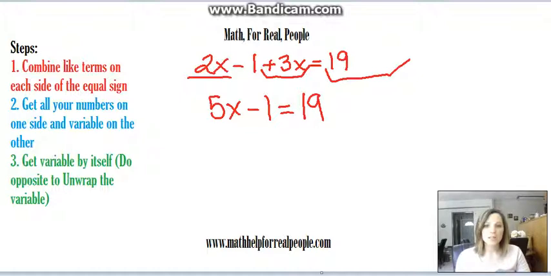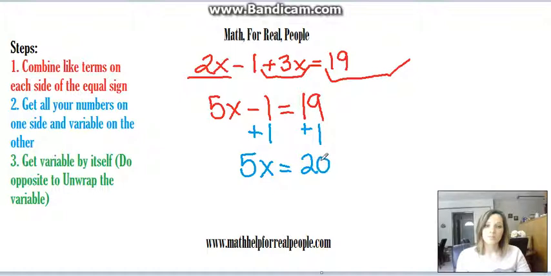Alright, step 2 says get all your numbers on one side and variables on the other. Well, this is the two-step equation. So if you recall, we say we're unwrapping our variables, so we need to get rid of the wrapping paper first. So get all your numbers on one side, keep all your variables on the other. So if you're moving something to the other side of an equal sign, you're doing the opposite operation. So this is a -1. We need to add 1. That gets all of our numbers on the right, and we bring down our variables on the left, equals our numbers.